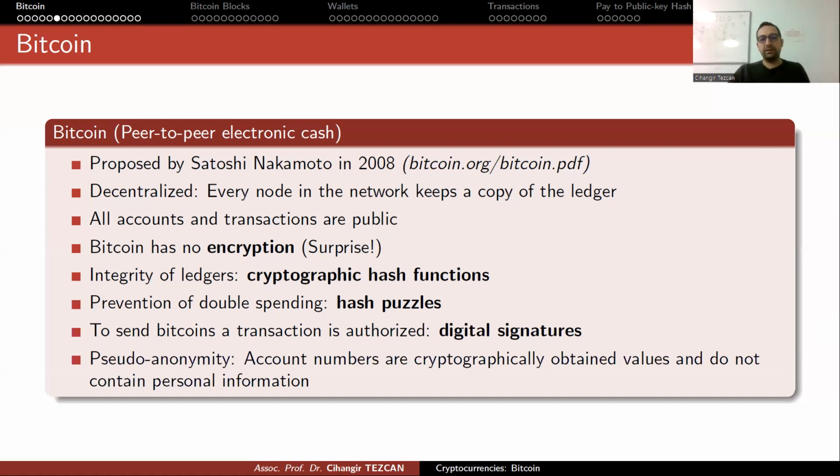Pseudo-anonymity: account numbers are cryptographically obtained values and do not contain personal information. There is a huge open question asking, can we have a cryptocurrency which is fully anonymous, where you cannot track the transactions at all? The answer is yes, okay? With Zerocash, Zerocoin, and then ZK-SNARKs and ZK-STARKs, we observed many possibilities. We will talk about them in the future, but the simple version of summarizing how it works is this.